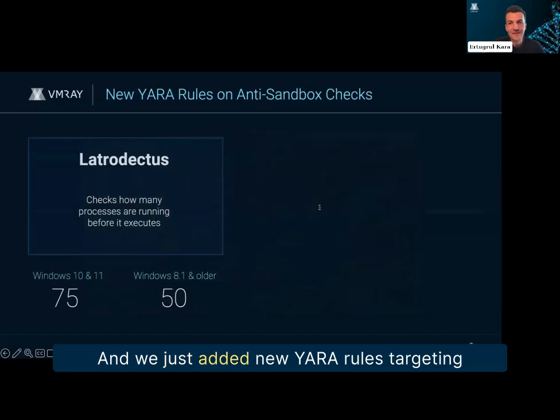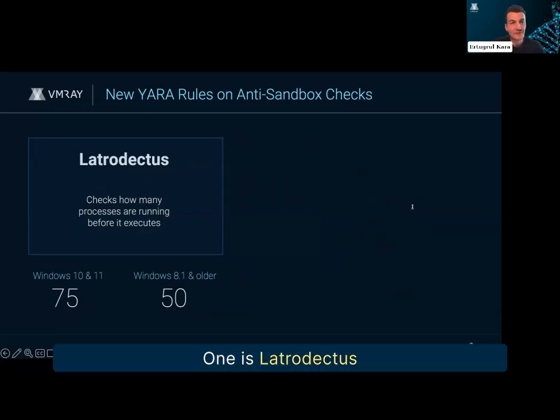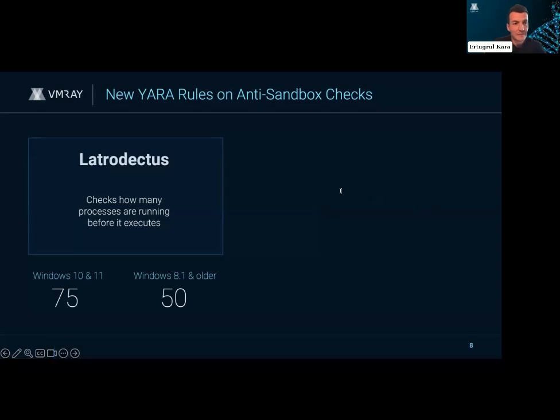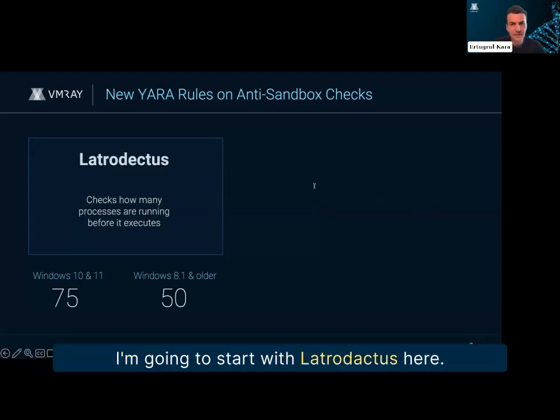We just added new YARA rules targeting behaviors in two malware families that we observed that have been pretty loud. One is Latrodectus and the other is Hijack Loader. I'm going to start with Latrodectus here. It checks how many processes are running before it executes. If it is on Windows 10 or 11, it needs at least 75 active processes. And if it is on Windows 8 or older, it needs 50. And if it doesn't find enough, it just shuts down.